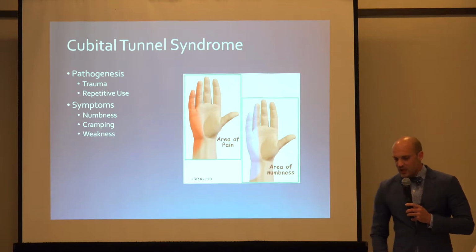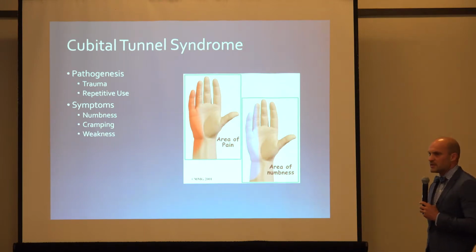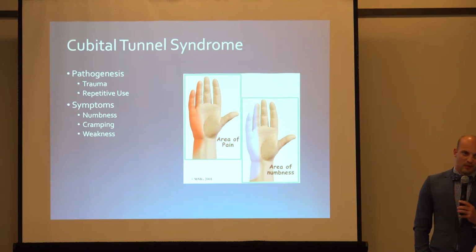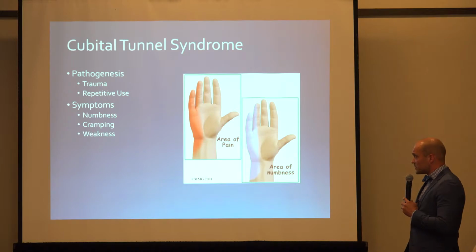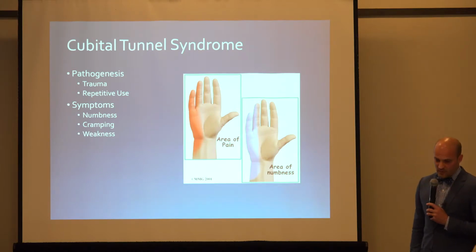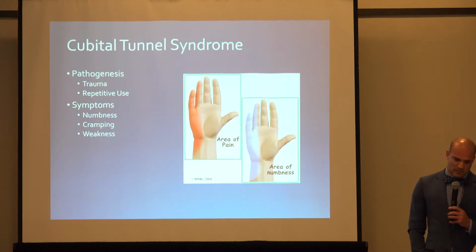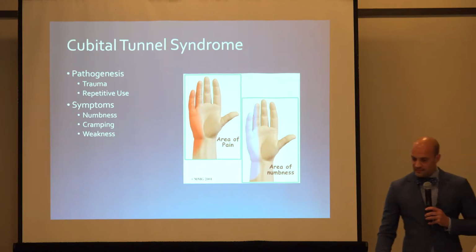Cubital tunnel syndrome is also one of the very common things I see. It's basically injury to the ulnar nerve at the elbow. It causes numbness and tingling in the ulnar digits, which is your small finger and half of your ring finger. Symptoms usually comprise numbness, cramping, and weakness, and also pain with activity.